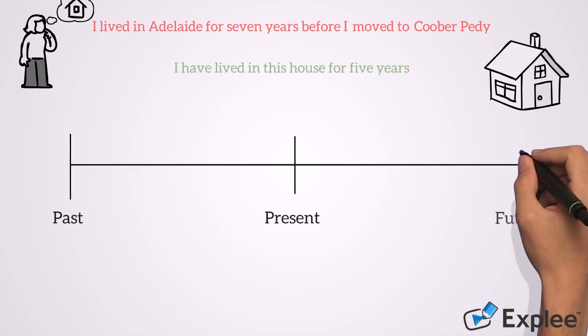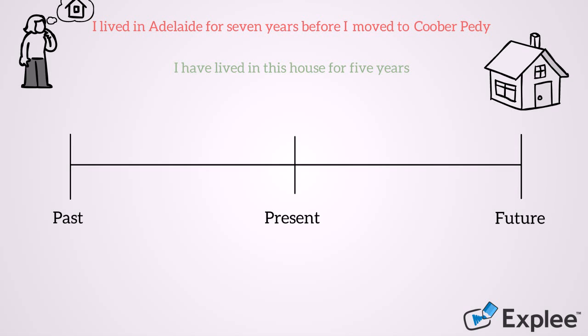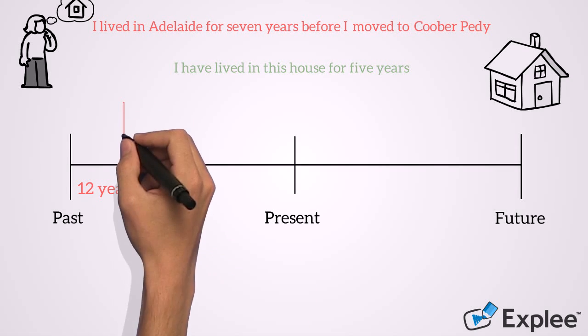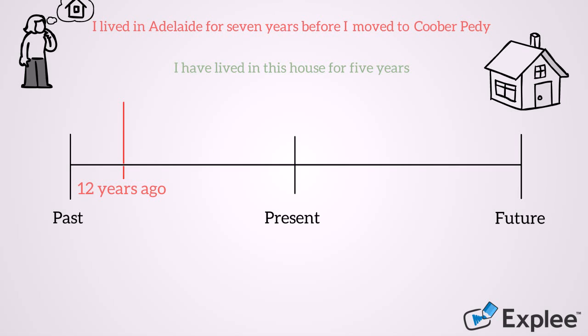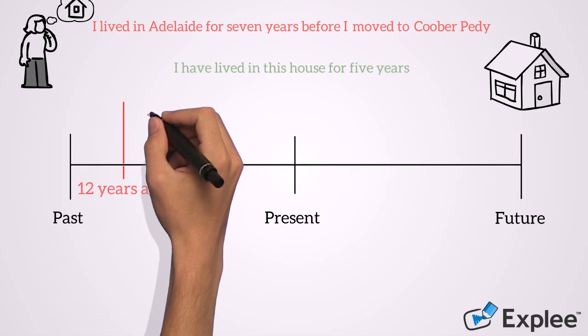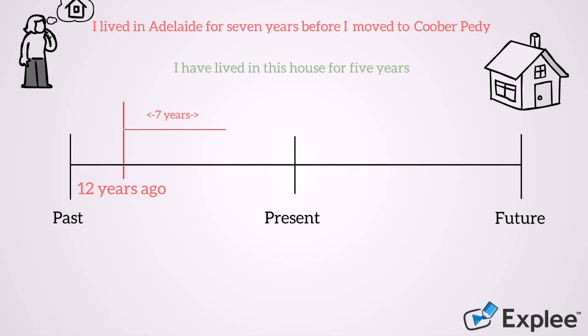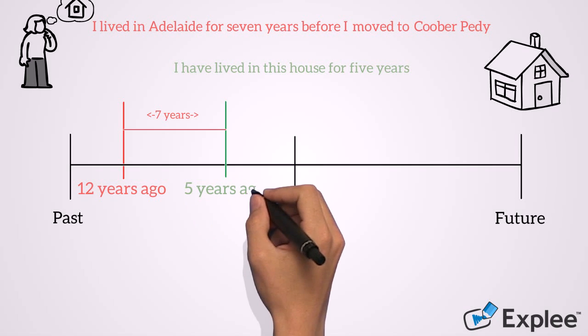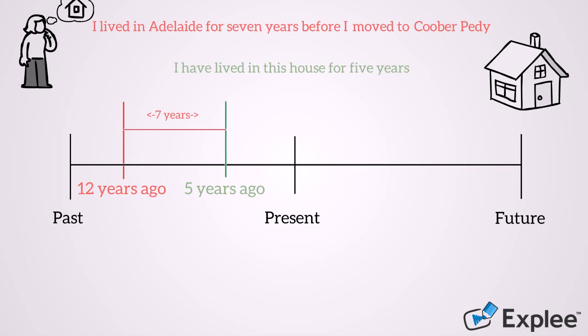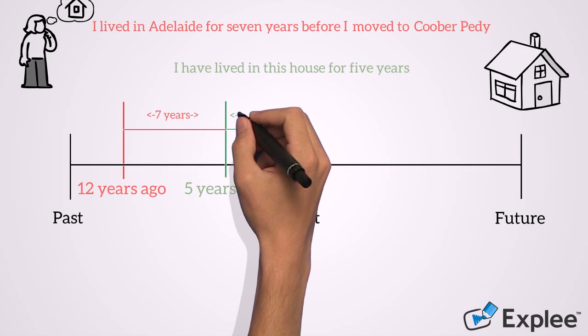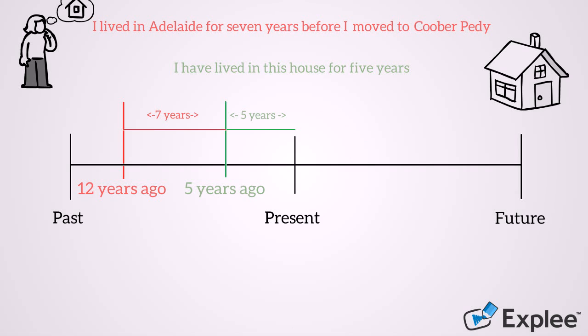When did Luke first move to Adelaide? That's right, 12 years ago. And how long did he live in Adelaide for? Yes, 7 years in total. And when did Luke move to Cuba PD? That's right, 5 years ago. And does he live there now? Yes, he does. He's lived there for 5 years up to now.